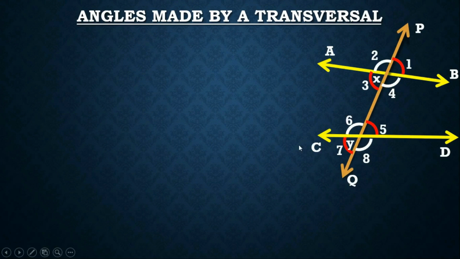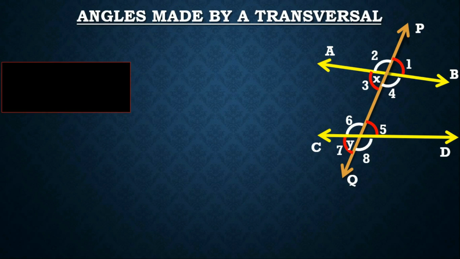See here, this is a figure in which AB and CD are the two coplanar lines, and this line PQ is a transversal line. This line PQ is dividing lines AB and CD at two distinct points. When transversal line PQ is dividing line AB, it is forming four angles, and when transversal line PQ is dividing line CD, it is creating another four angles. There are total 8 angles in this figure. Now, which are these 8 angles? Let us learn.